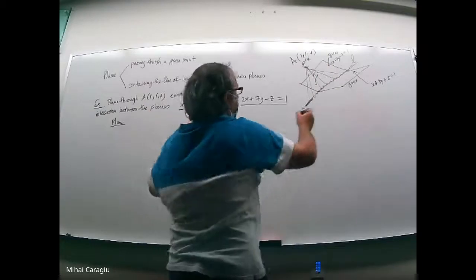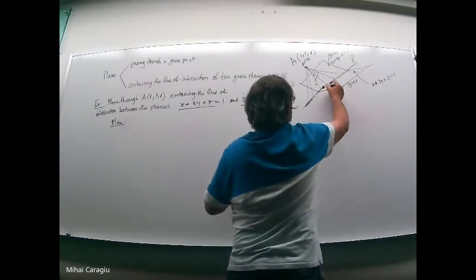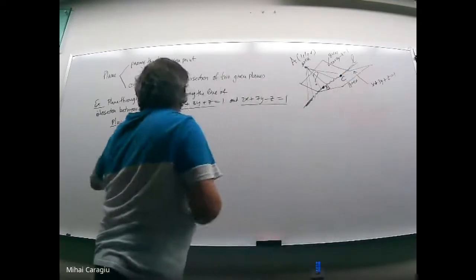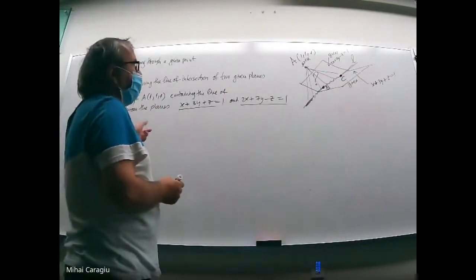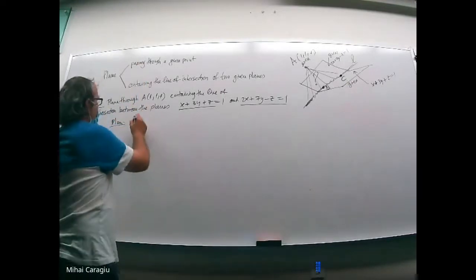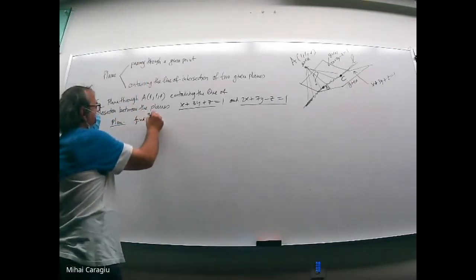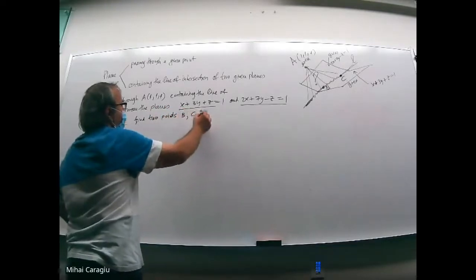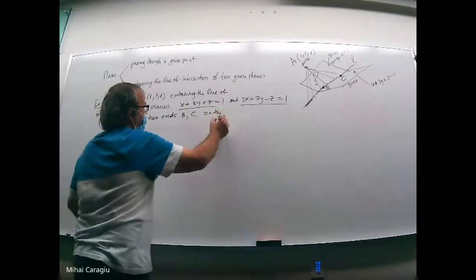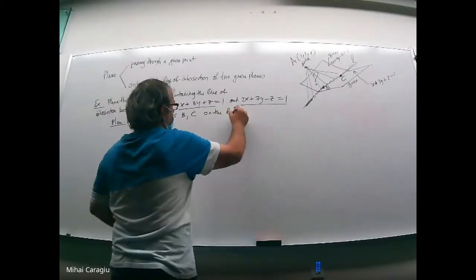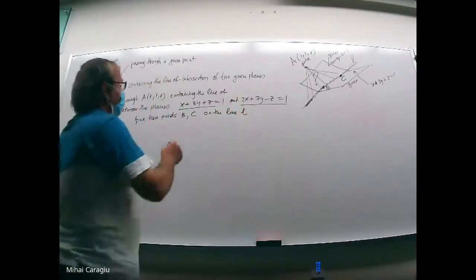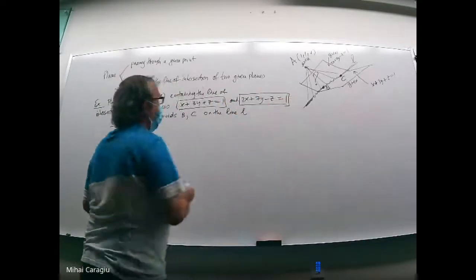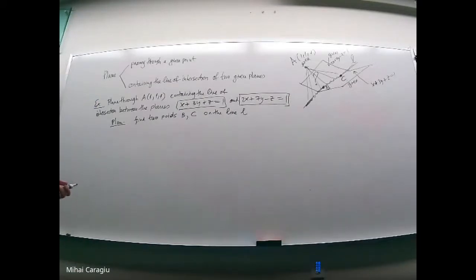So we already got 1 point. We need to find 2 more points. We need to find a point B and a point C, 2 points on the line L. Let's call them B and C on the line of intersection L. Okay, line L is the line of intersection between this plane and this plane. So how to find 2 points?